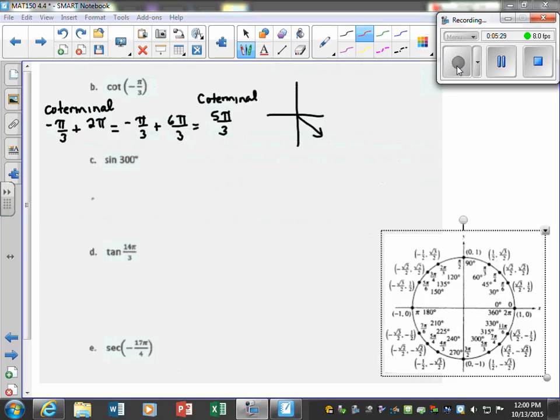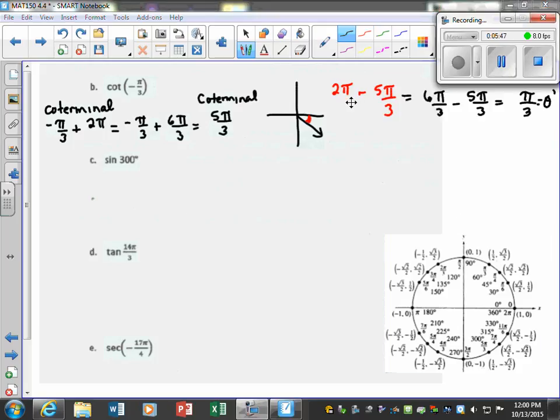So I'm looking for a reference angle, which is here. To find the reference angle, we would take this value, which is 2 pi, and subtract 5 pi over 3. So do a common denominator and solve. Once we have a common denominator, we can see that pi over 3 is equal to theta prime. So this is our reference angle. Now we want to calculate cotangent of pi over 3. Okay, now we're going to go back. We found our reference angle. So cotangent of pi over 3.